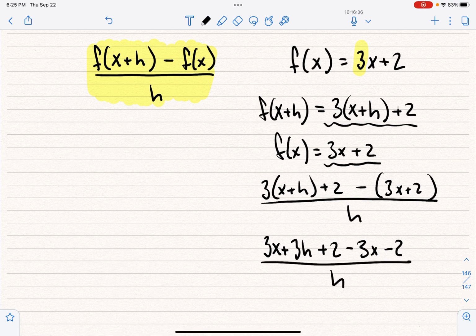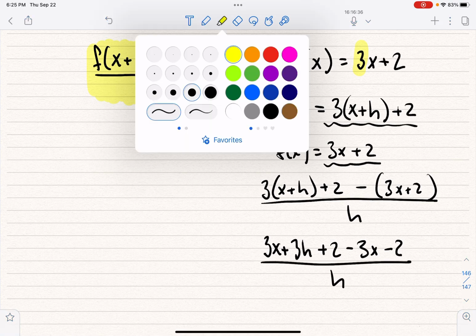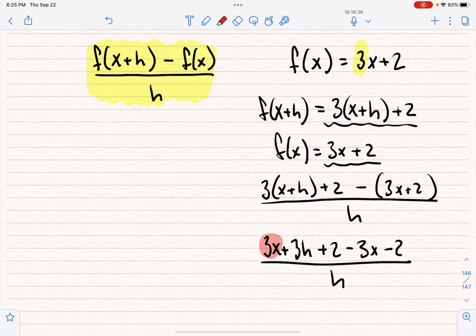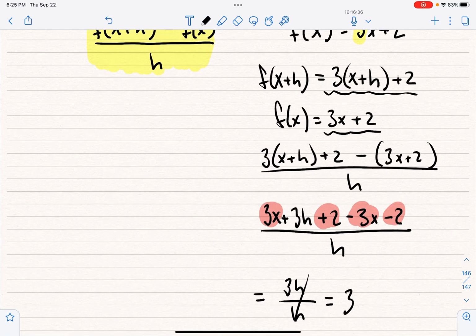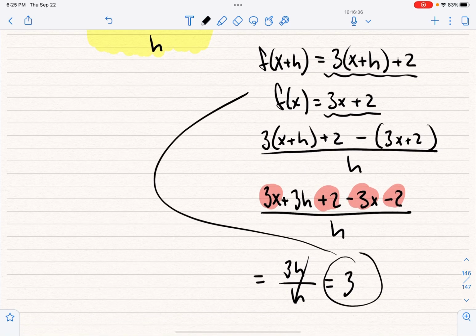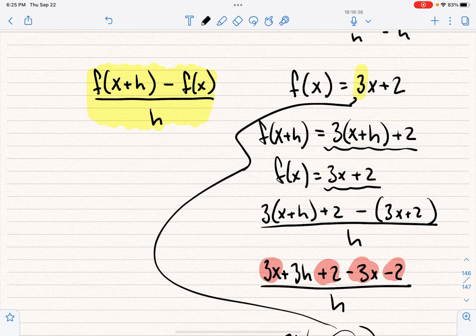And look what happens. We get this positive 3x and negative 3x, so those cancel each other out. We've got a positive 2 and a negative 2, so those cancel each other out. So the only thing you're really left with is 3h over h. And the h's cancel out and you just get 3. So like I said, this is really just a complicated way of finding slope, because we said this all the way up here is the slope. Okay. Now, that's when something works out really nice.